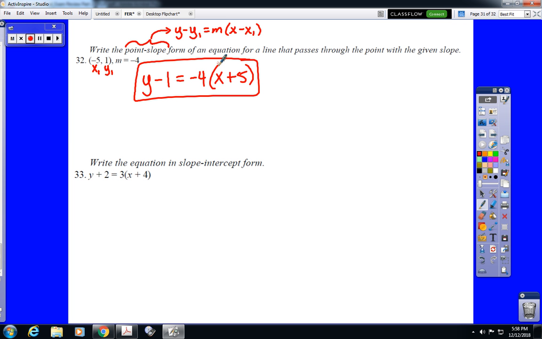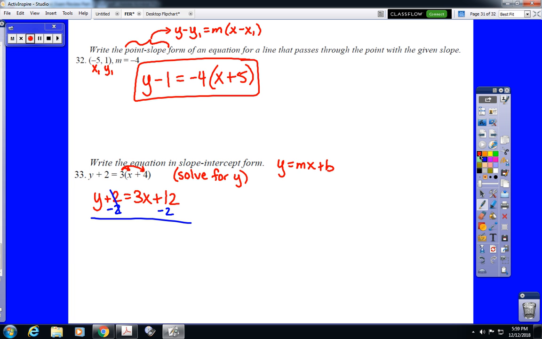Down here on number 33, we're being asked to write this equation in slope-intercept form. Remember that slope-intercept form is y equals mx plus b. So what this problem is really telling you to do is solve for y. So to do that, we would start by distributing the 3, which would give us y plus 2 equals 3x plus 12. And then we would subtract 2 from each side, which would give us y equals 3x plus 10. You'll notice that that's in y equals mx plus b form.